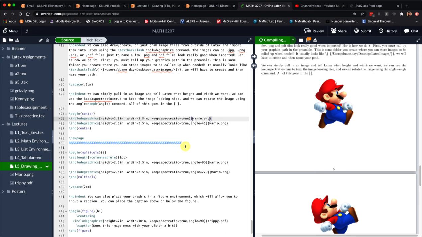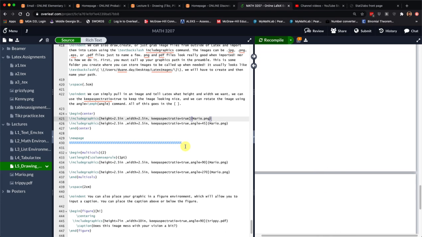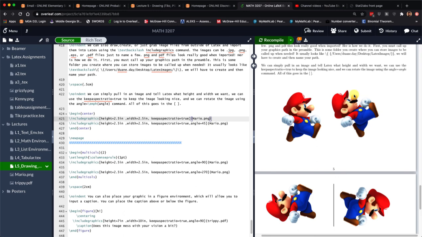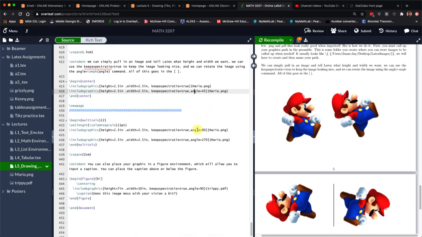And to get that second Mario, once this recompiles, there we go. So the second Mario here is starting to do a backflip. The way I made him look like he's doing a backflip is I angled that same picture I had before at a 45-degree angle and still used the same Mario, so everything was the same. All I did was add the little command angle equals 45 in the square brackets, and it made him angle 45.